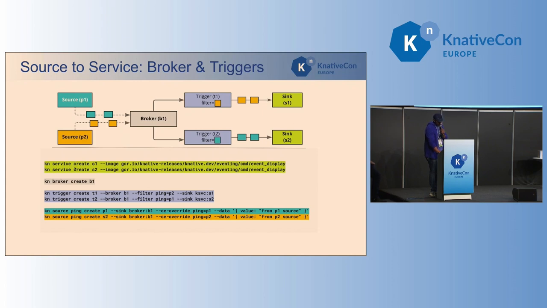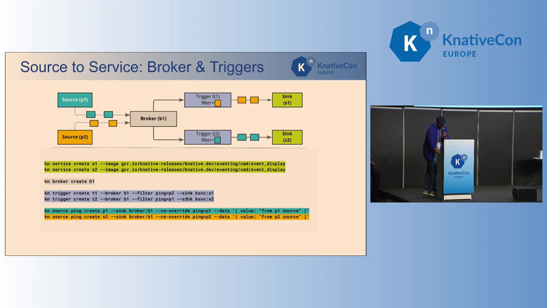We'll create a couple of things there. The green boxes map to the green commands. So you create a couple of services, S1 and S2. And then the broker create is simply kn broker create. It will use whatever you have configured by default in your cluster, if it's the in-memory channel or some other broker implementation. Then we create a couple of triggers here where we say that we want to filter on cloud events where ping is equal to 2. So this is the filter that we are using that will identify the cloud events that we are interested in.